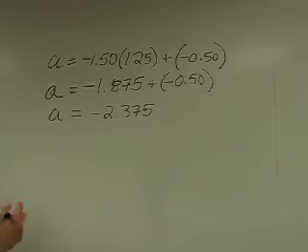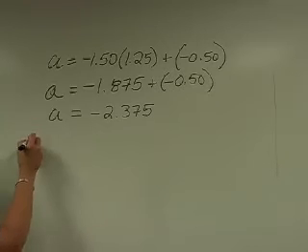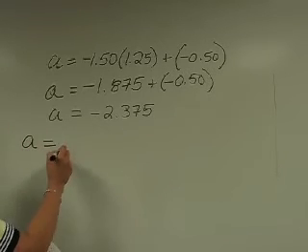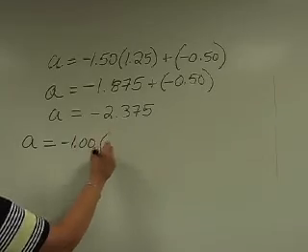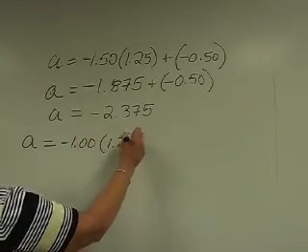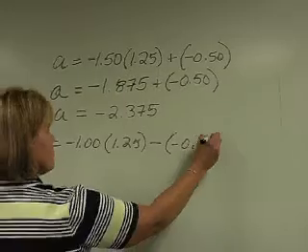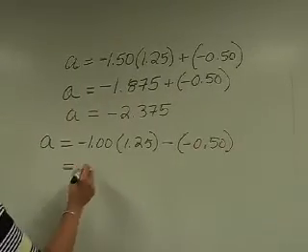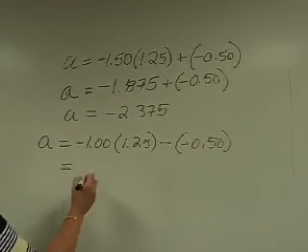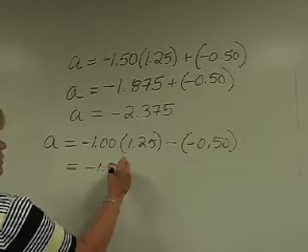A similar problem would be A equals minus 1 times 1.25 minus a minus a half. Here again, you'll do the multiplication first, so you end up with minus 1.25.